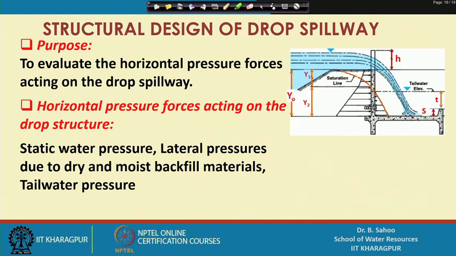You can see this figure, the tail water pressure. If there is tail water, then some negative pressure is created, which is opposite in direction as compared to that of the static water pressure at the upstream side, and lateral pressures due to dry and moist backfill materials.